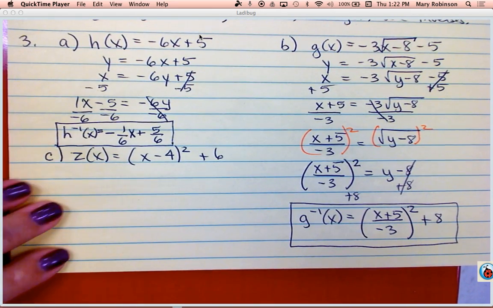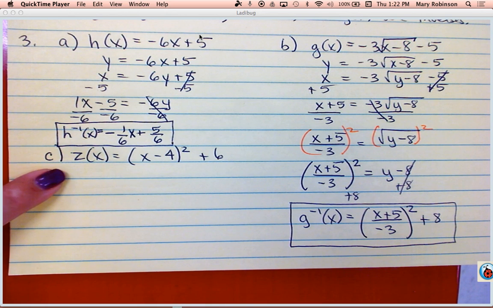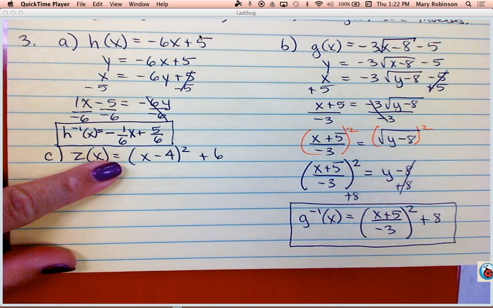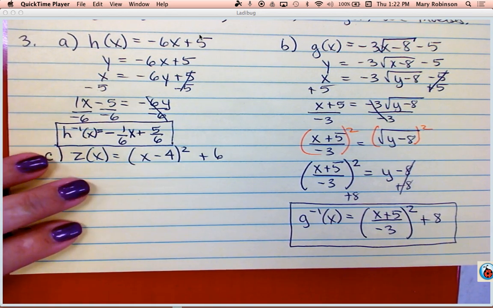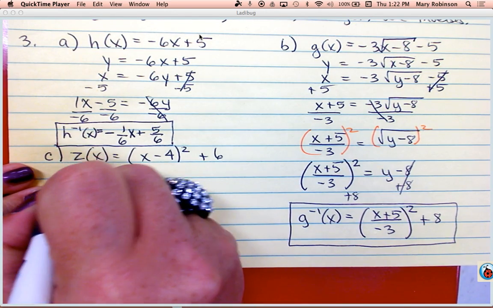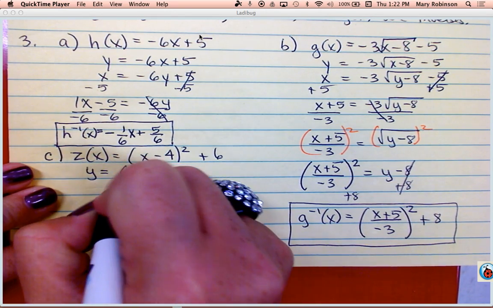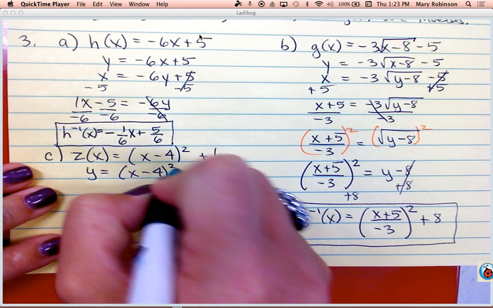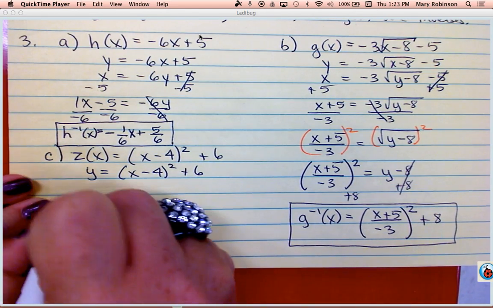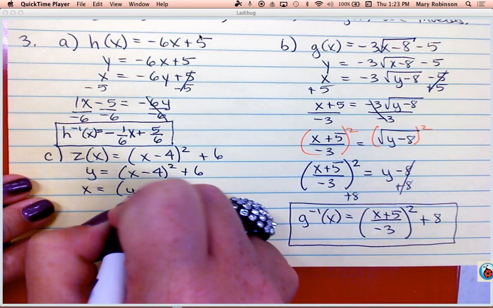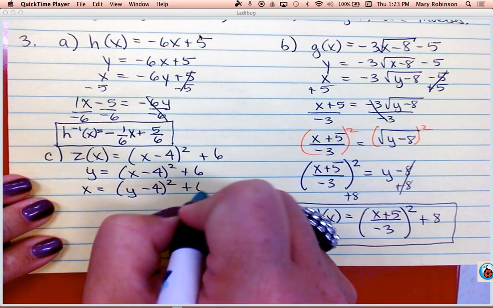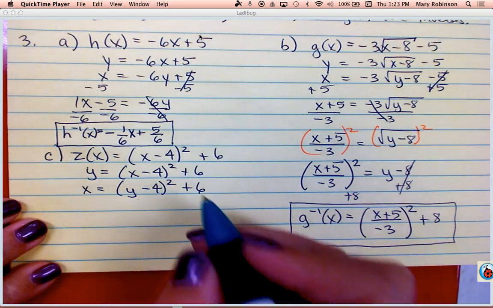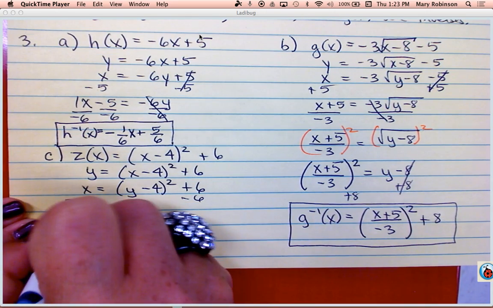Next, for part C, we have z of x is equal to the quantity x minus 4 squared, add 6. Our first step, replace z of x with y. Switch x and y. And solve for y. So I first need to subtract 6 from both sides.